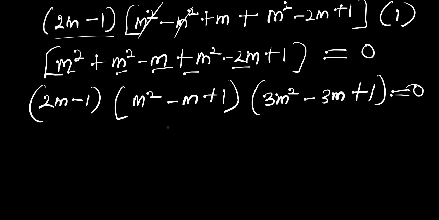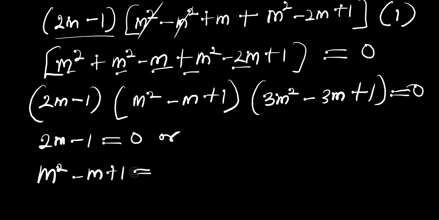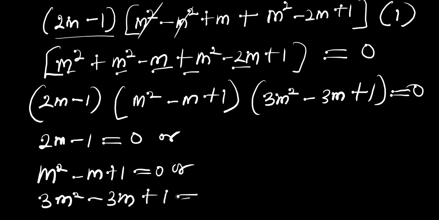3 different equations. That is, the first one will be 2m minus 1 equals 0. Or we have m squared minus m plus 1 equals 0. Or we have 3m squared minus 3m plus 1 equals 0.